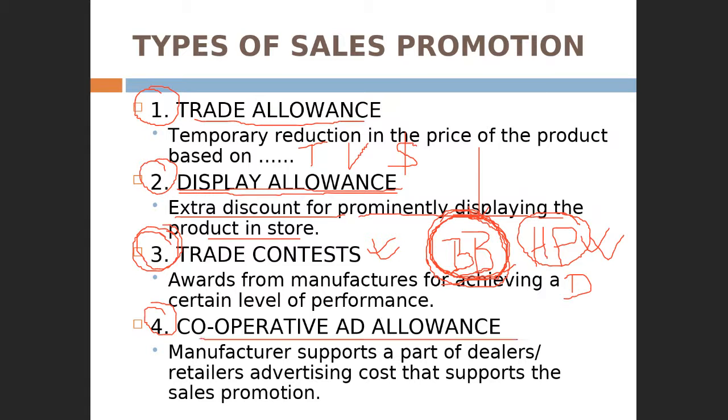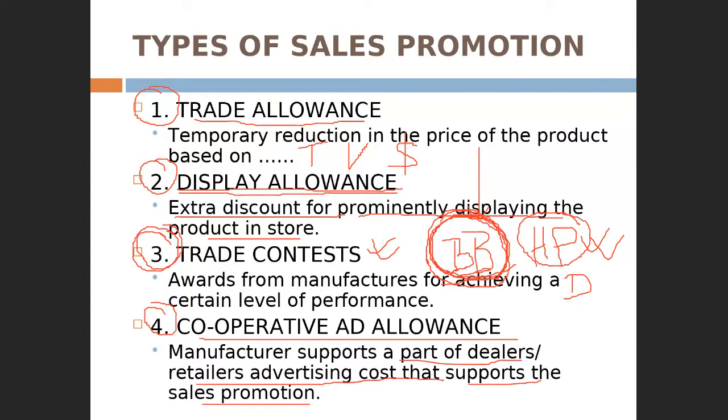No questions. Okay. So number 4 basically has to do with co-op or cooperative advertising allowance. As you can see over here, not much to explain. The manufacturer supports a part of the dealer's or the retailer's advertising cost that supports the sales promotion initiated by the manufacturer. So let's say GM is giving a $1,500 rebate or a discount on their cars. They have to advertise this, right?